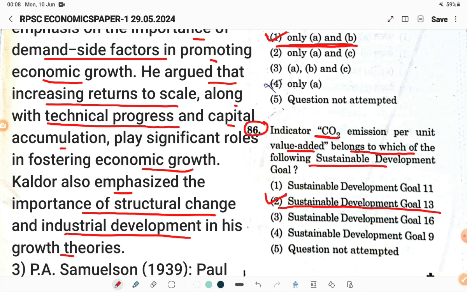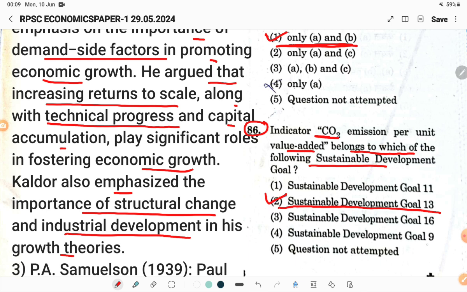And the third one, sustainable development goal 16, SDG 16 is about promoting peaceful and inclusive society for sustainable development, providing access to justice for all, and building effective, accountable, and inclusive institutions. So that's why this is not discussing about the emission, urban CO2 emission.